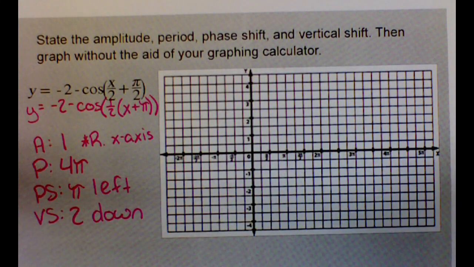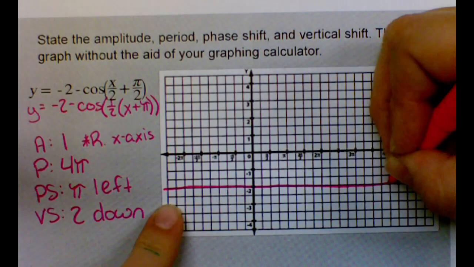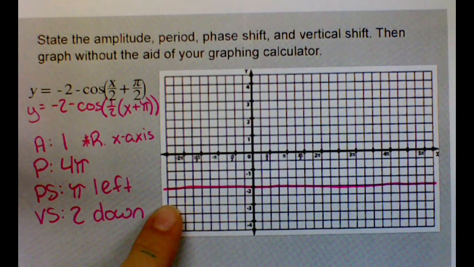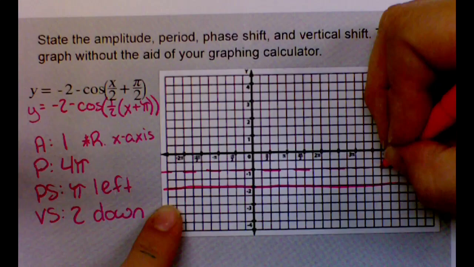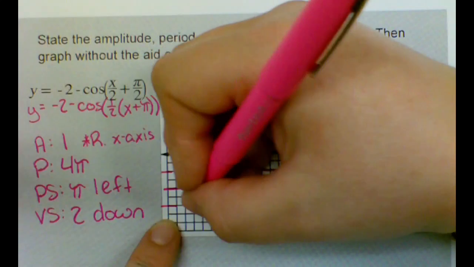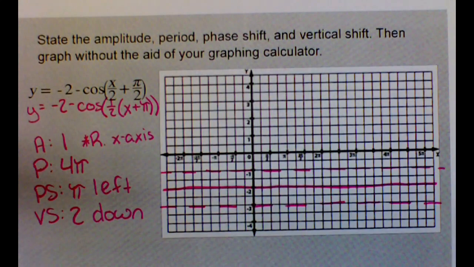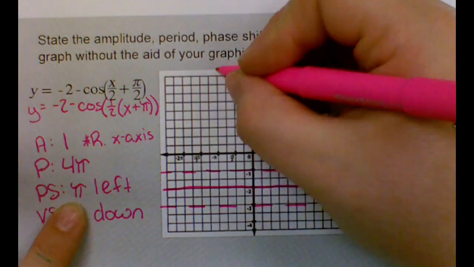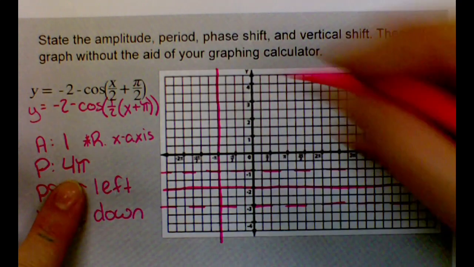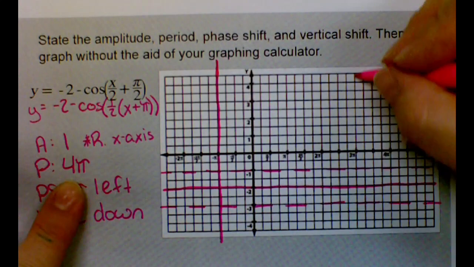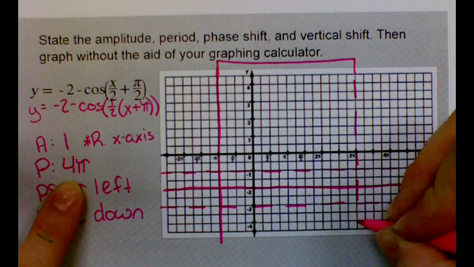All right, start my graph with my vertical shift 2 down. Then I draw in my amplitudes, 1 and -1, 1 above, 1 below. So we go from a max of -1 to a minimum of -3. All right, we had a pi left phase shift, so I'll draw on my new y-axis. And my period is 4 pi, so I'm going to mark that out. 4 pi would take me to pi over 3. There's 1 period. Give myself a dotted line over there.